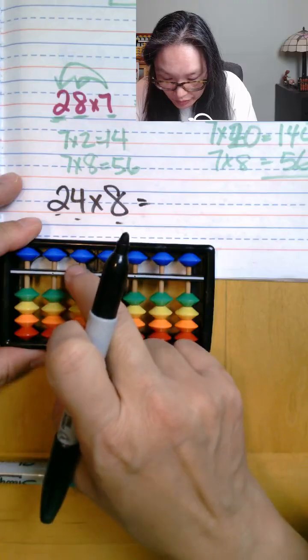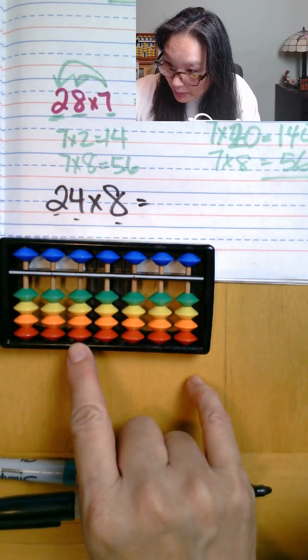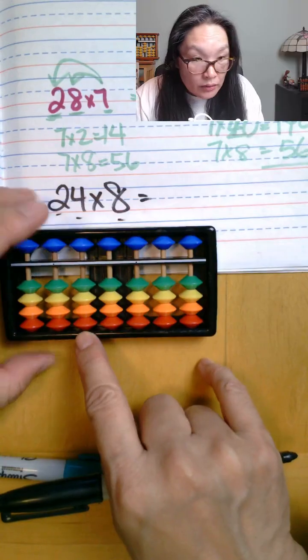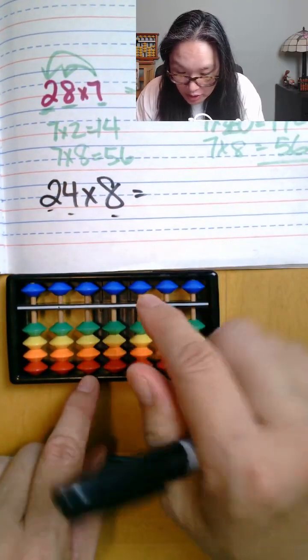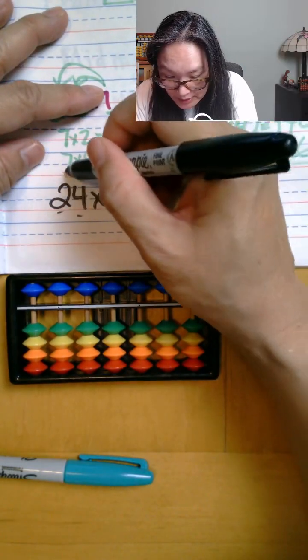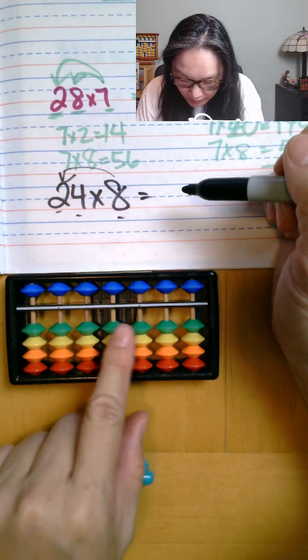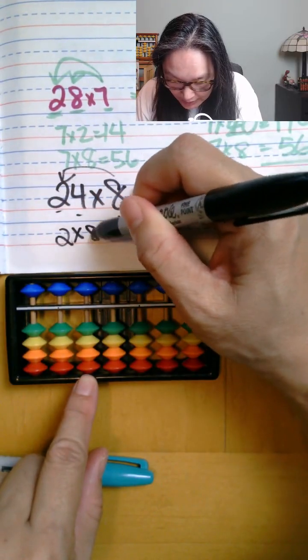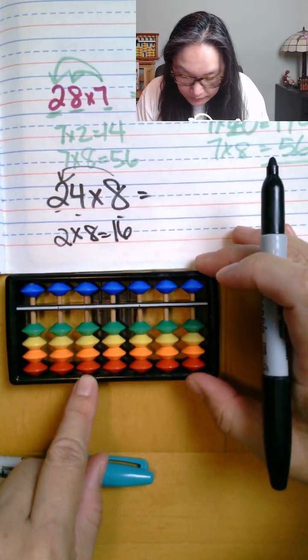1, 2, 3. Okay. JP, do you have an abacus or not? Am I waiting for you? Are we doing this together? So we have 3. Now what do we do? Yeah, okay, good. We do 8 times 2. 1, 2, 3. 2 times 8 is equal to 16. So we have our 1.